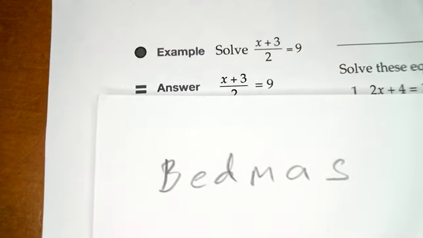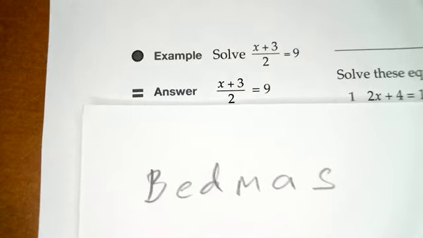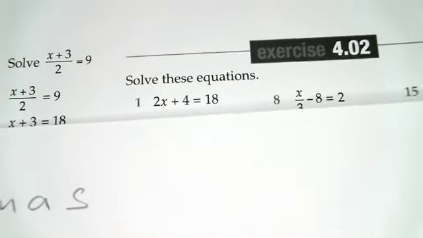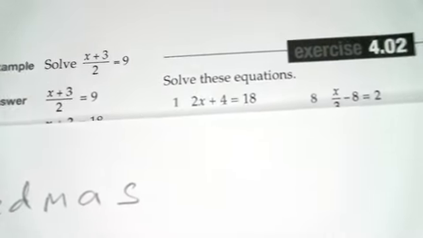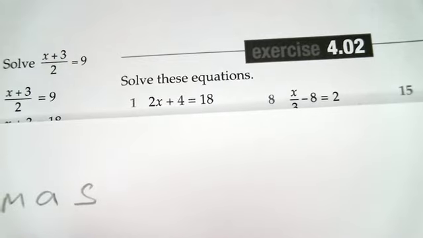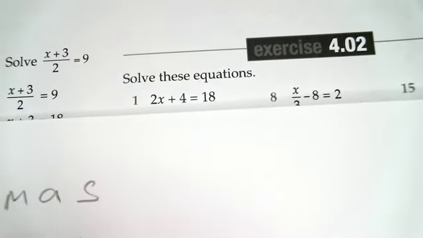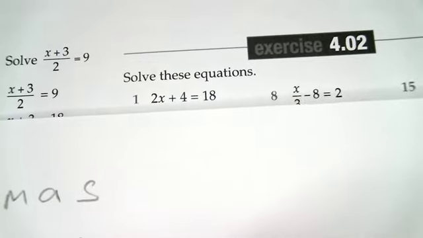But when we're going to be doing equations where we've got multiple terms of different types, we don't do it in this order. In fact, largely what we do is in the reverse order. So let's have a look at what we've got. So number one is 2x plus 4. So here we go, this is exercise 4.02. We've got number 1, and it's 2x plus 4 equals 18.